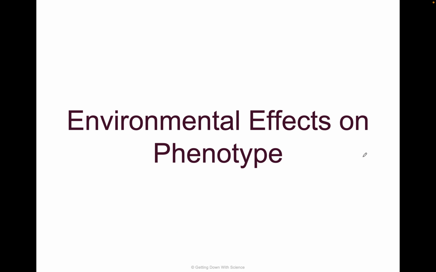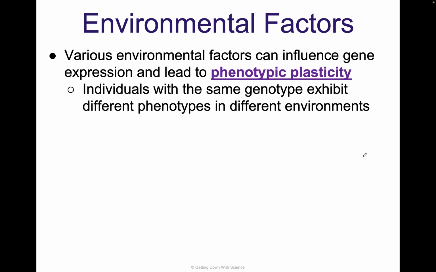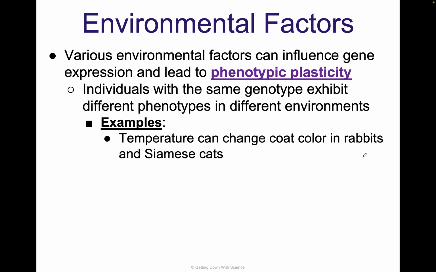All right, so sometimes your environment changes. Various environmental factors can influence gene expression. We call this phenotypic plasticity. Individuals with the same genotype exhibit different phenotypes in different environments. Some examples here are temperature can change the coat color in rabbits and in Siamese cats. So increase the temperature, the coat color changes. We call this phenotypic plasticity.